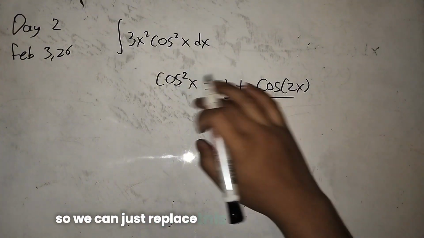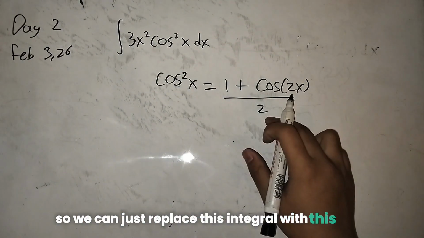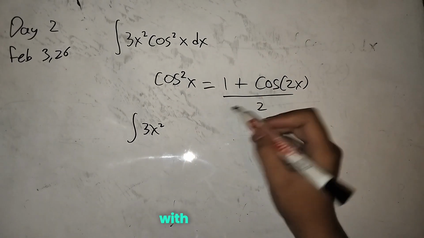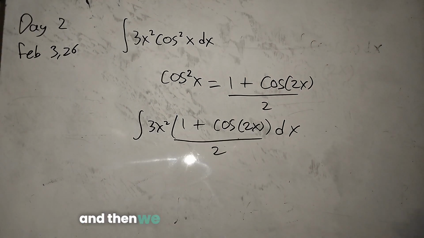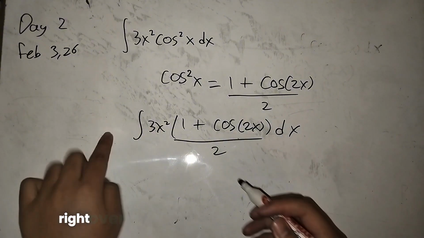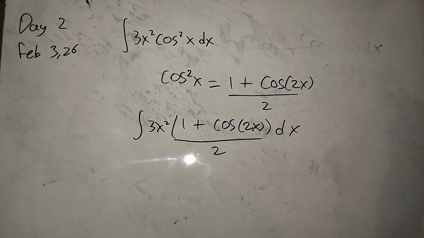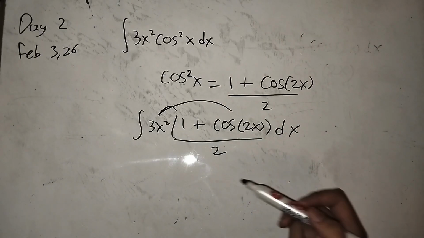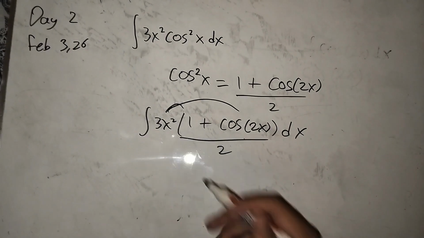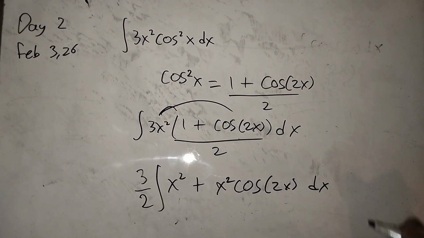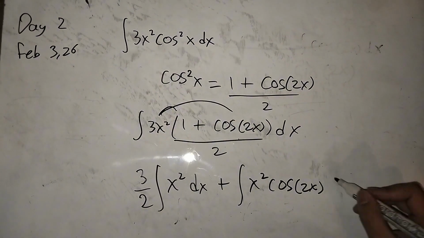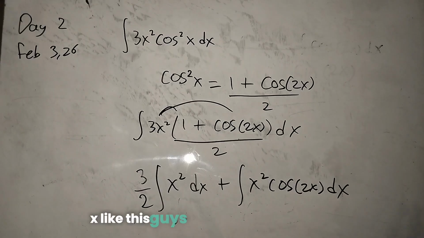So we can just replace this integral with this, right? We can take the integral of 3x squared with this. And then we can group the constants right over here and put them outside the integral. We also can rainbow multiply this, which results in this. And then we can just separate the integrals. We're making progress, let's go.